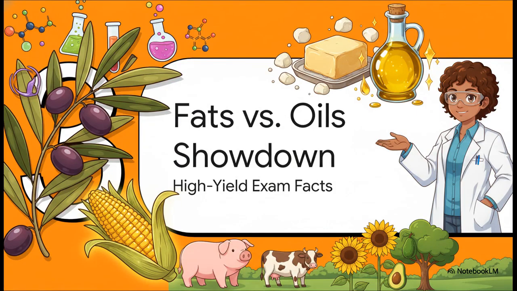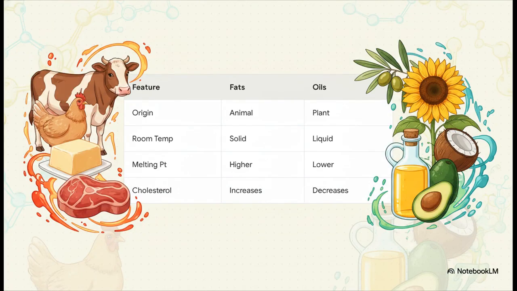Section 3. Fats versus oils showdown, high-yield exam facts. Okay, I highly recommend you take a screenshot of this side-by-side comparison right now. Seriously, do it. It is packed with the exact marker keywords that are going to earn you full points on the exam rubric. Look at the stark contrasts here. Fats: animal origin, solid at room temp, higher melting points, and they increase cholesterol levels. Oils are the total opposite. Plant origin, liquid at room temp, lower melting points, and they actually decrease cholesterol. Lock these pairs in your mind.